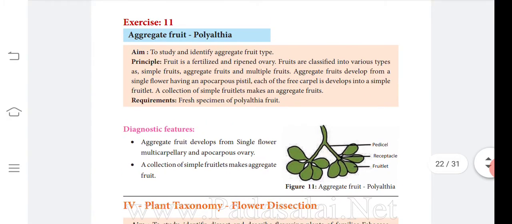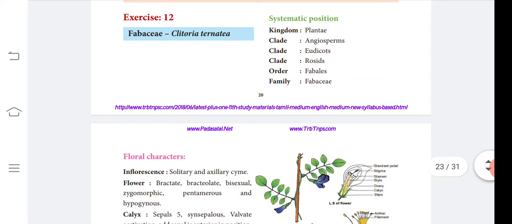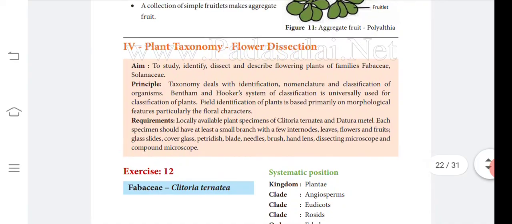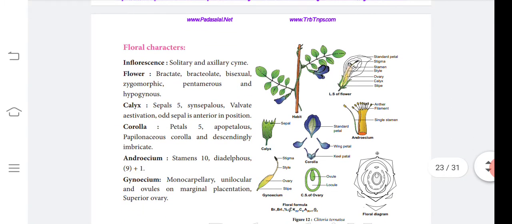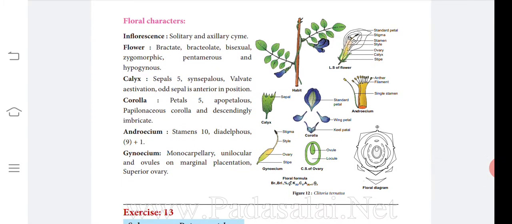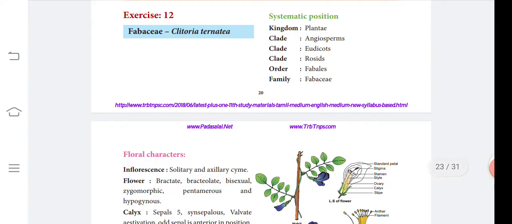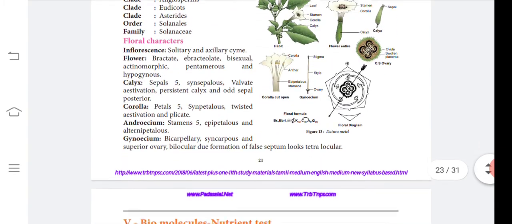Whichever is given in the orangish color box, you should write, along with the diagnostic feature and diagram. Okay, and floral dissection. Coming to floral dissection, you have to write the floral characters. Floral characters and diagram. No need to draw the diagram. Once I teach you how to draw the diagram, you can draw it. I repeat, floral character, that is exercise 12. You have to write only, don't draw the diagram. I should teach you how to draw the diagram, then only you can go with it. Follow? No diagram for exercises 12 and 13.